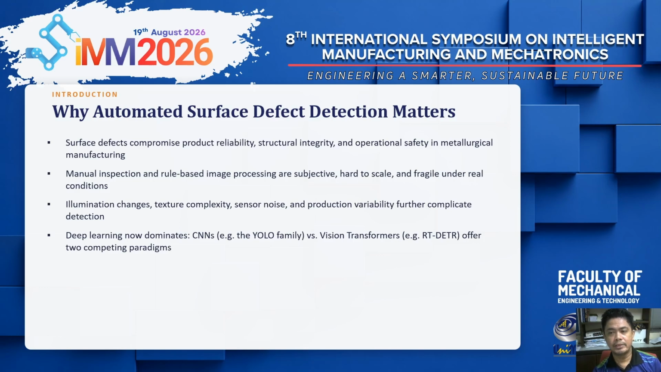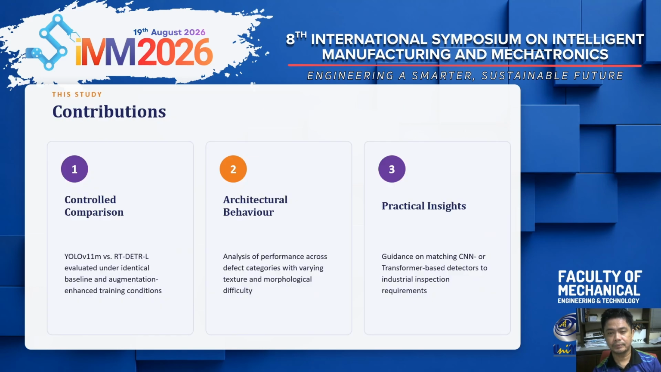In steel manufacturing, surface defects can affect product quality and operational safety. Traditional inspection methods like manual checking are slow, subjective, and not reliable when lighting or surface texture changes. Nowadays, deep learning is widely used to solve this problem. There are two main approaches: CNN-based models like YOLO and transformer-based models like RT-DETR. In this study, we compare these two deep learning architectures for metal surface defect detection.